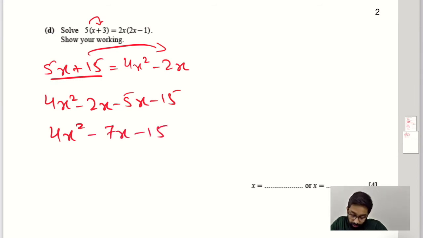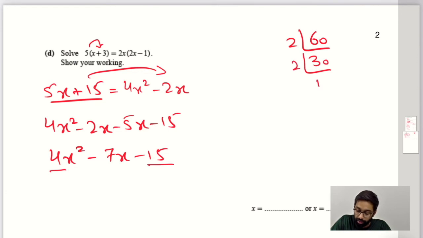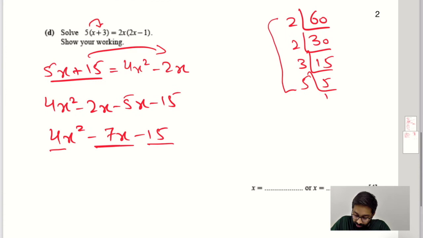Okay, now there are two methods or three methods to do this. One is to use the quadratic formula. The other one is to break the middle term. The shortest is breaking the middle term. How we do that is, first we multiply this 4 with this 15. 4 times 15 is 60. Then you find the factors of 60. So I start dividing it by 2. I get 30. Then I divide 30 by 2. I get 15. Then I divide this by 3. I get 5. And then I divide 5 by 5. I get 1.